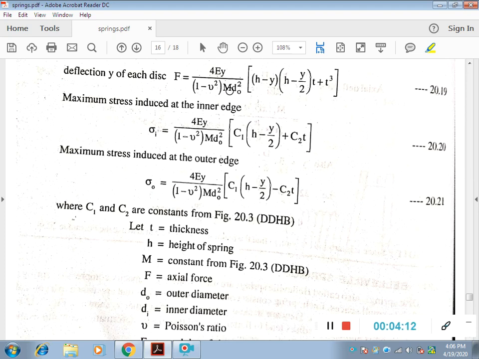Here this M indicates a constant. This is a constant. I'll tell you what is the value of that afterwards. Next, the maximum stress induced at the inner edge.